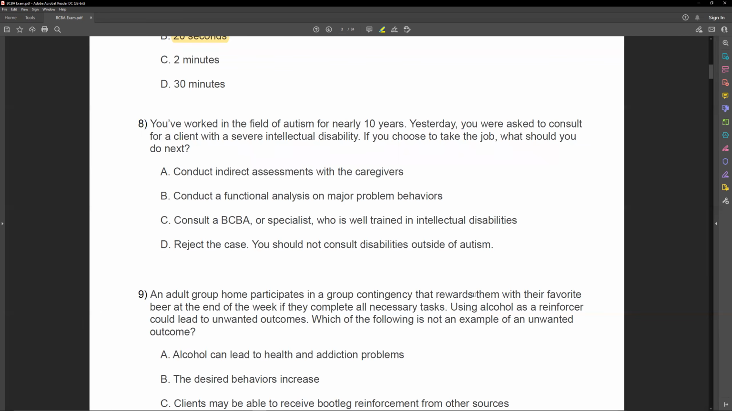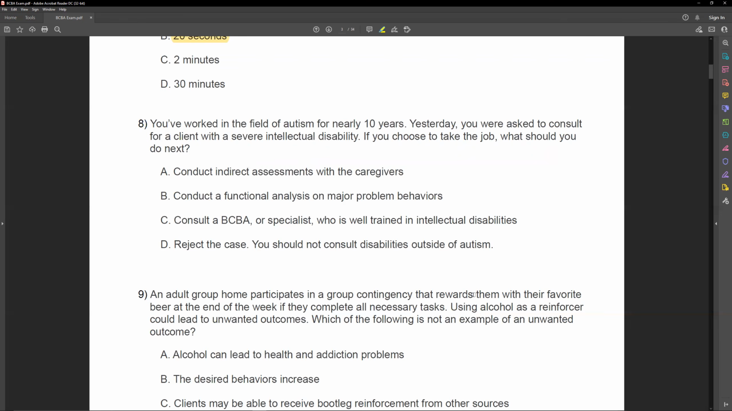So you've been in the field for 10 years, but now somebody wants you to work with somebody with a severe intellectual disability, okay? This is not your competency, this is not your expertise, right? So what do you need to do next? Do you conduct indirect assessments with the caregivers? If you take the job, you will be doing this, right?